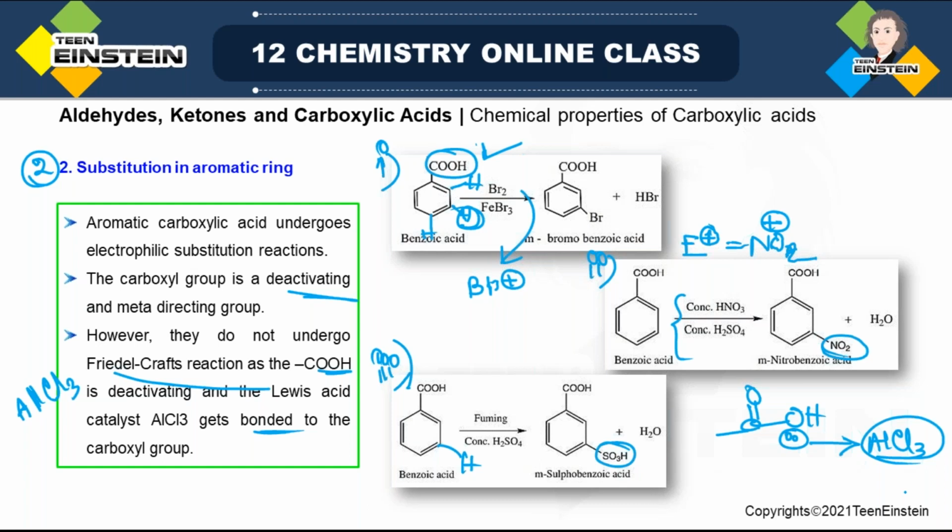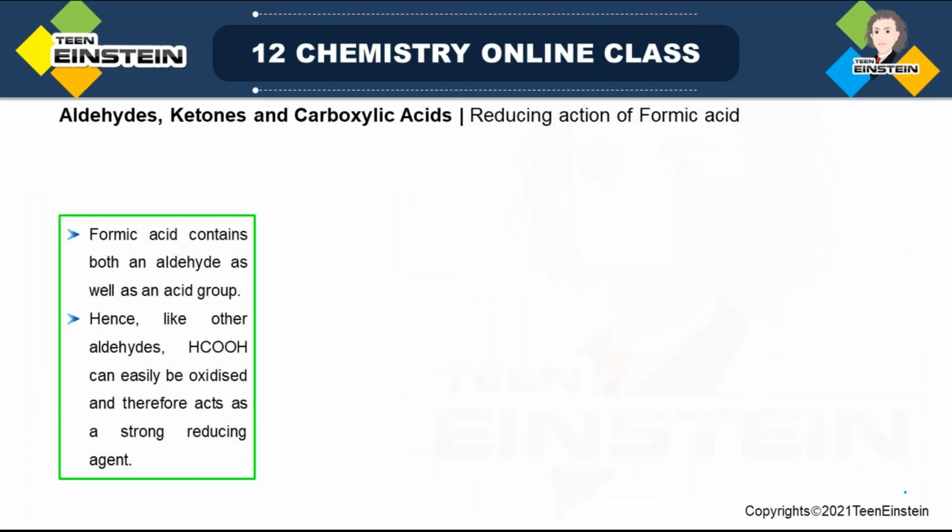Sorry, this is the name. There is a mistake in the animation. This is substitution in aromatic ring. So after finishing the chemical properties of CO2H, now we have the reducing action of formic acid.